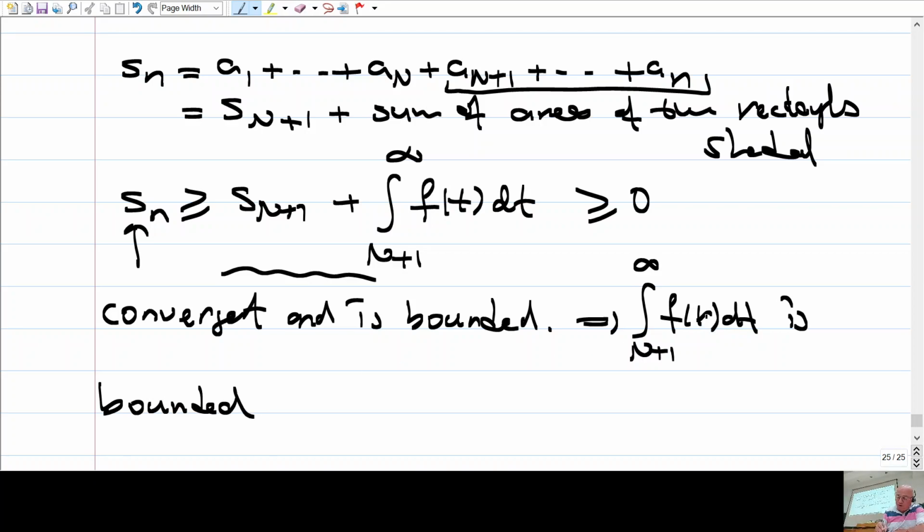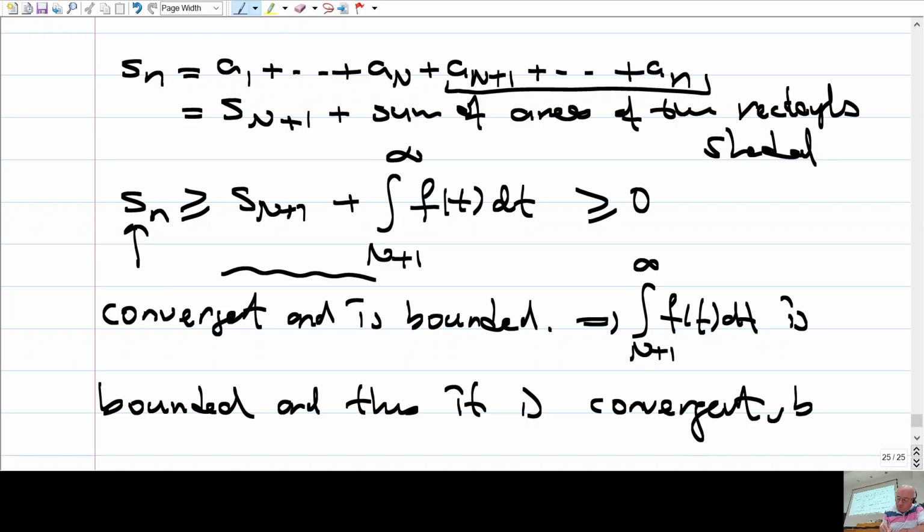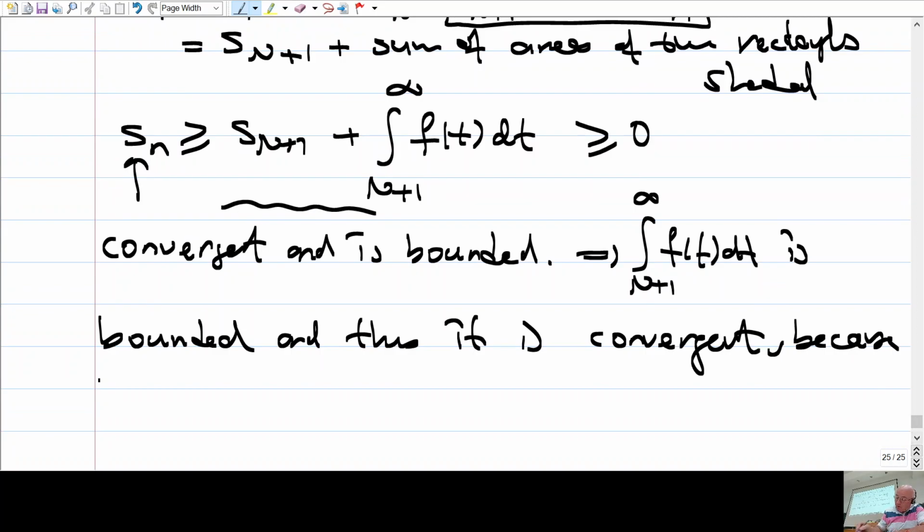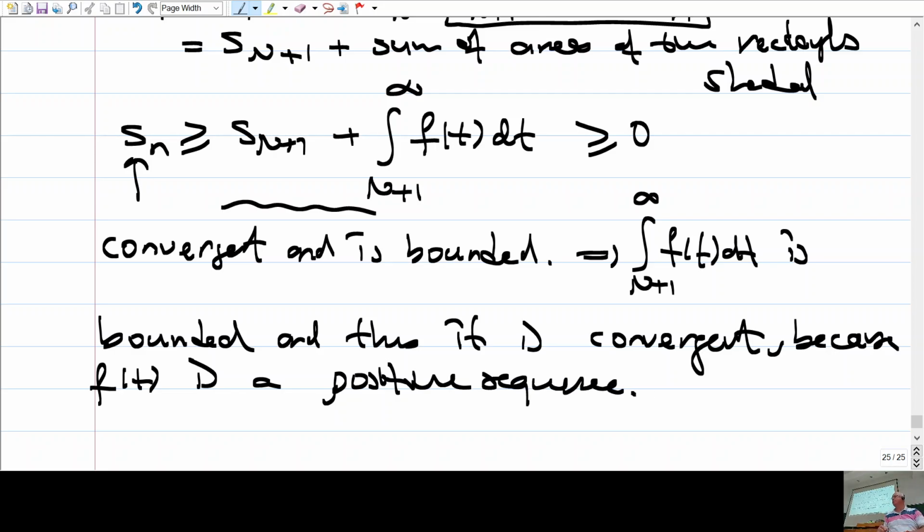But f is a positive function. If you have a positive continuous function so that its integral from a fixed number till infinity is bounded, then that improper integral has to be convergent, because f of t is a positive function.